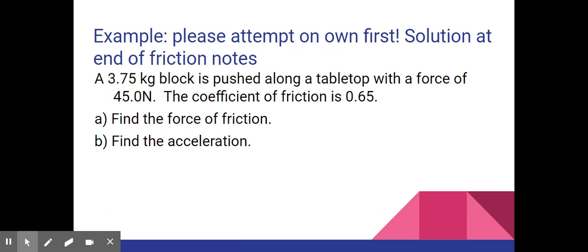So I've got some examples that I would like you to attempt on your own. I will read through them here and show you the solution page. So a 3.75 kilogram block is pushed along a tabletop with a force of 45 newtons. The coefficient of friction is 0.65. Sorry. Find the force of friction, then find the acceleration. So for this problem, you've got the mass of the block, you have a force of 45 newtons, an applied force, and you have a coefficient of friction. So draw a free body diagram, and then you can solve this problem.